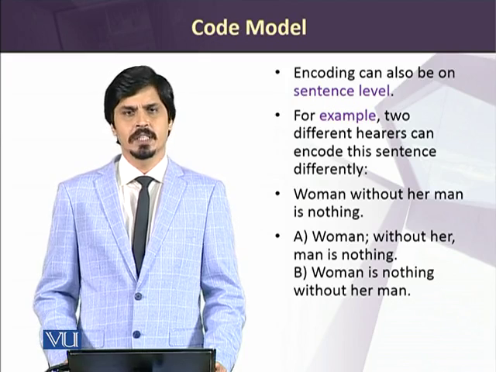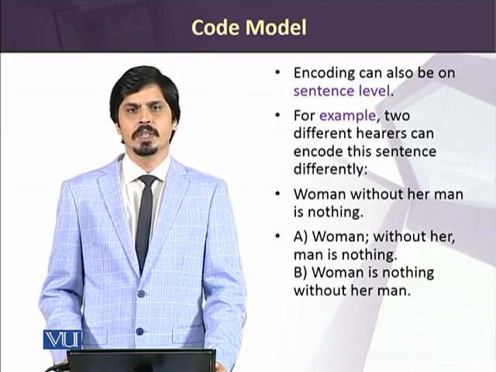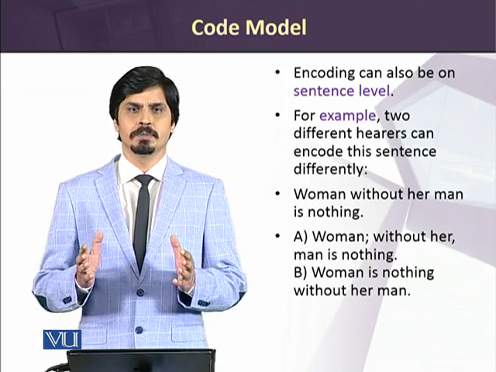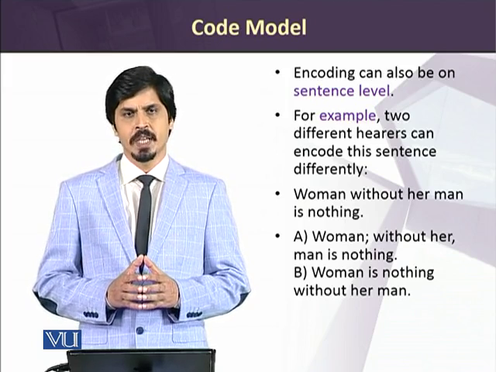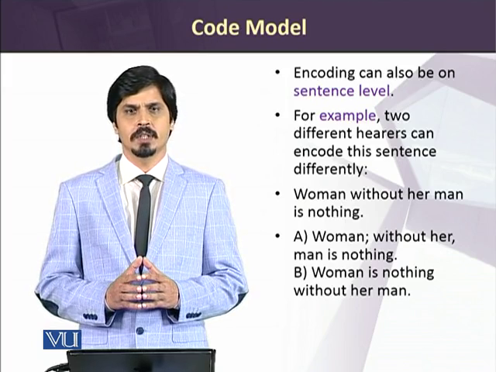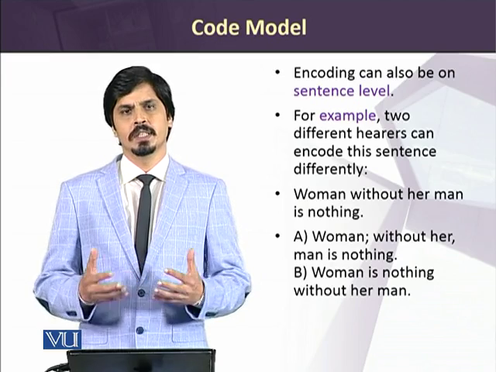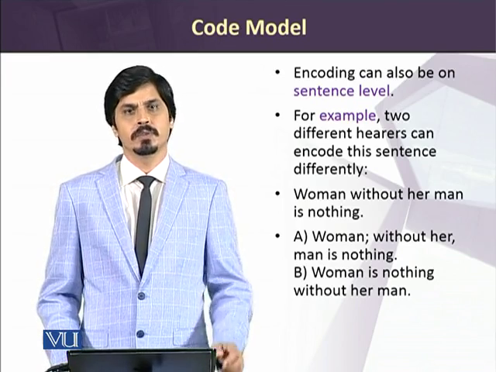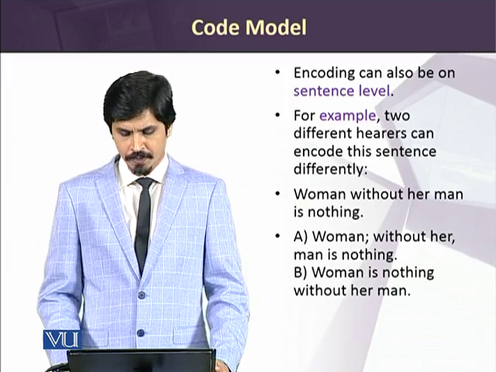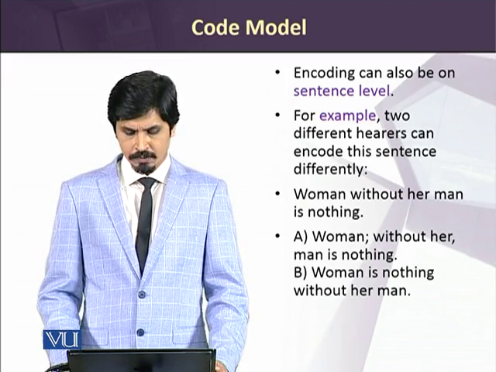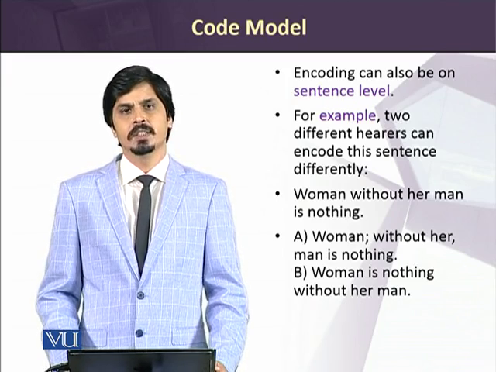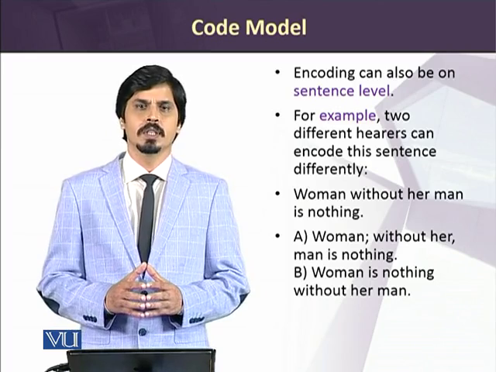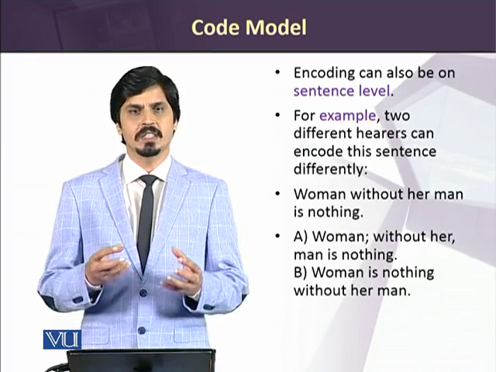Encoding can also work at sentence level. It is not reduced to individual words only. For example, a certain sentence might generate various messages in various situations, and this could be an ambiguous situation in certain contexts. If we look at one example, we would be able to understand this properly. If I say, a woman without her man is nothing, this statement might generate at least two different meanings in different contexts, or in different situations in which it is uttered differently by different speakers.